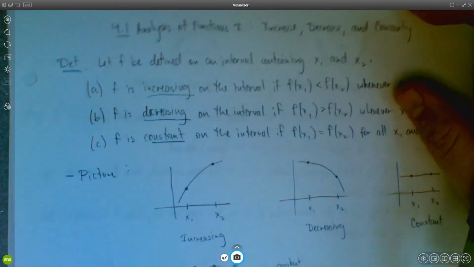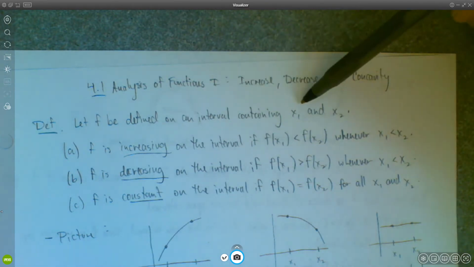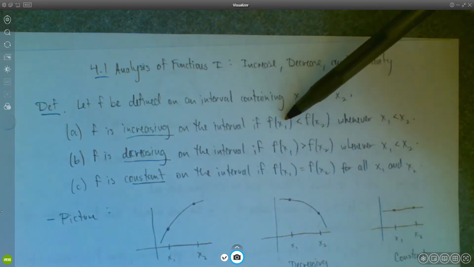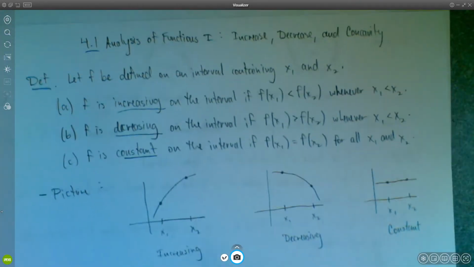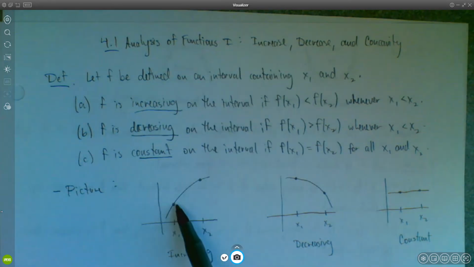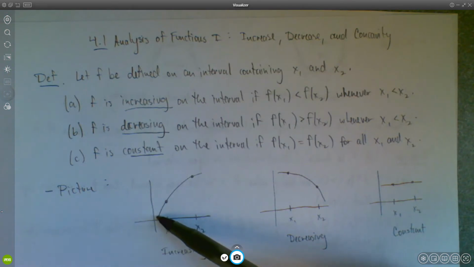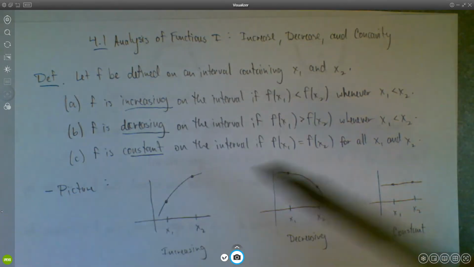First of all, let's say that f is defined on an interval containing x1 and x2. We say that f is increasing on the interval if f of x1 is less than f of x2 whenever x1 is less than x2. And here's a picture of that. So x1 is less than x2 here, and notice that f of x1, the function value, is less than f of x2. In other words, if this is a roller coaster and you're riding it from left to right, then you are climbing. You're increasing. So this is increasing.